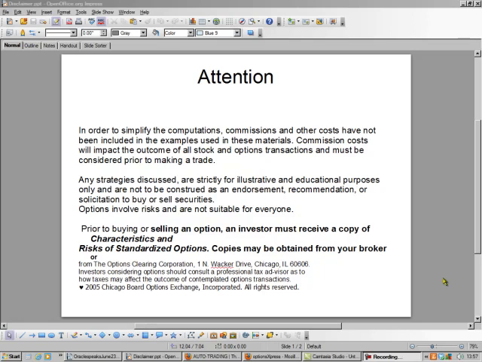Hello, this is Bradley, the Options Oracle, and today we're going to sell a promise. We're going to make money in the stock market without necessarily owning a stock.